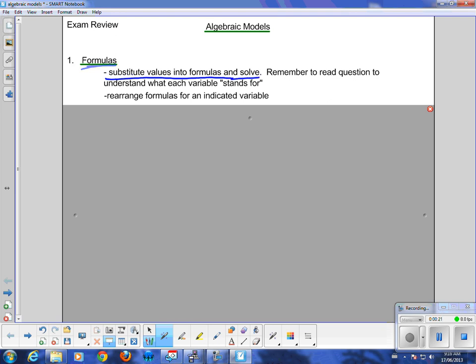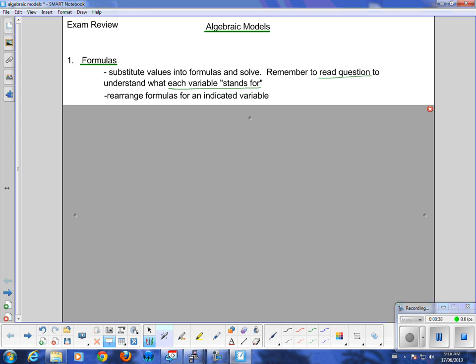So in other words, it's not really that difficult. It's just a formula, you substitute the values in. The only thing that you might have to be careful of is to make sure you read the questions so you understand what each variable stands for. That's really the only difficult part there.